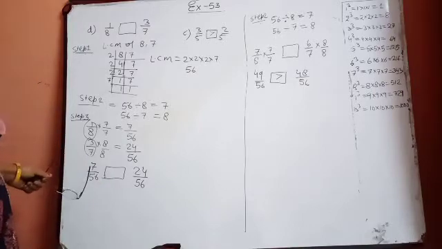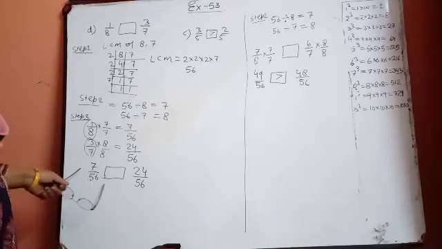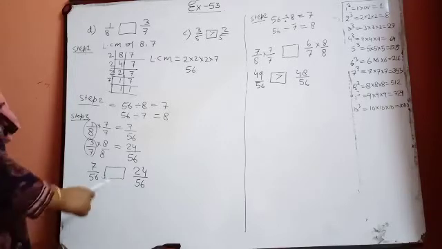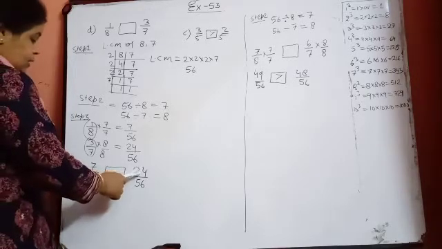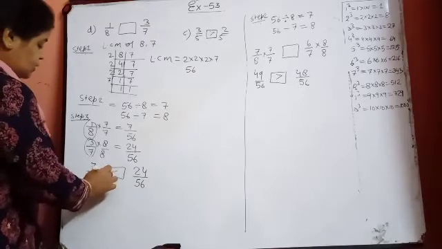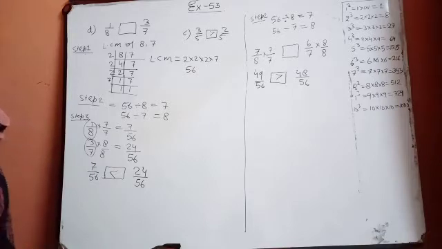Now you can see that the denominators 56 and 56 are equal, so we can't compare them by denominators. Now what will we do? We will compare this 7 and 24. You can see that 7 is smaller than 24. So what sign will come? A smaller sign. It is very simple, beta.